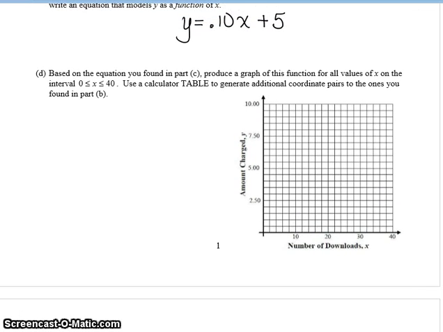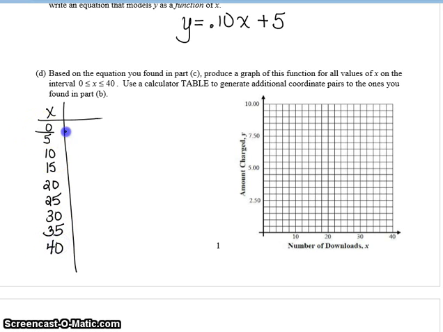Okay. Based on the equation you found in Part C, produce a graph of this function for all values of x from the interval of 0 to 40. So that's my domain. So they want all the values of x from 0 to 40, and we're probably going to go by 5. So we're going to go 0, 5, 10, 15, 20, 25, 30, 35, and 40. Okay, so keep these nice and organized.